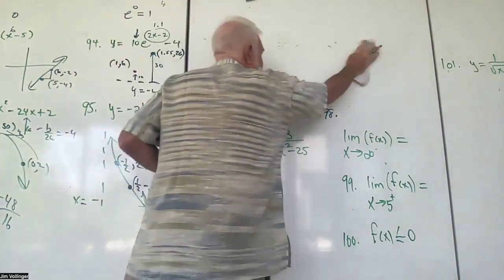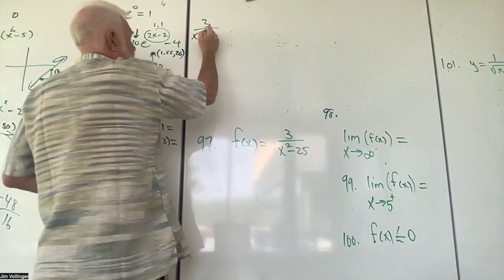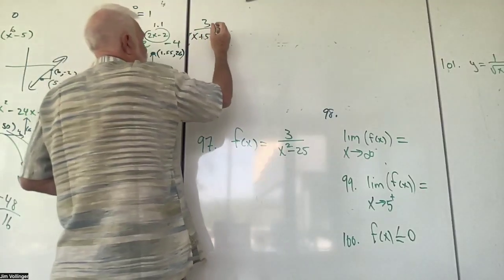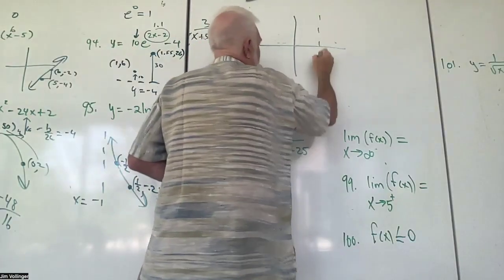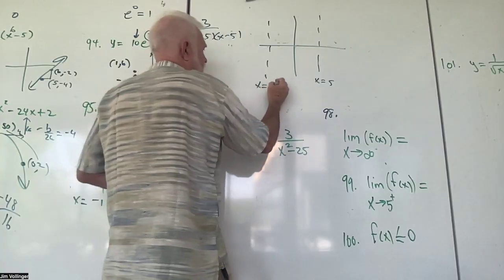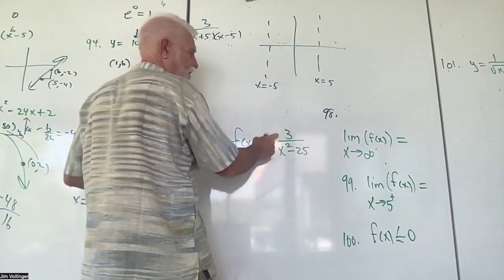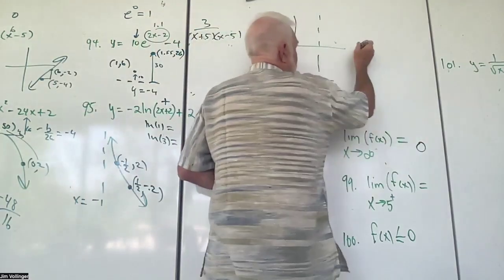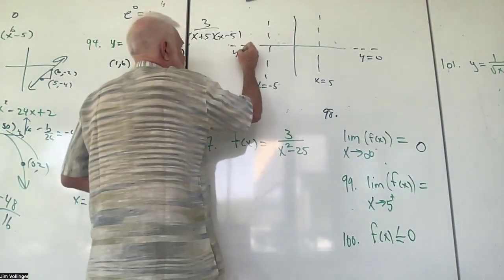Oh, this is gone. So it doesn't hurt to write these in factored form, x plus 5, x minus 5, difference of 2 squares. Hope you recognize that. So therefore, boom, boom, and we got an x equals 5, we got an x equals -5. We can see that if you put numbers in, the bigger the denominator gets, the more it goes to 0, so that answers that. So y equals 0 on both sides.